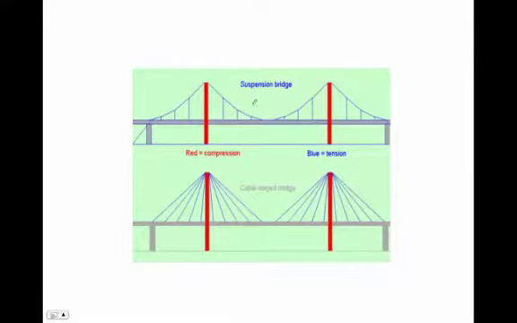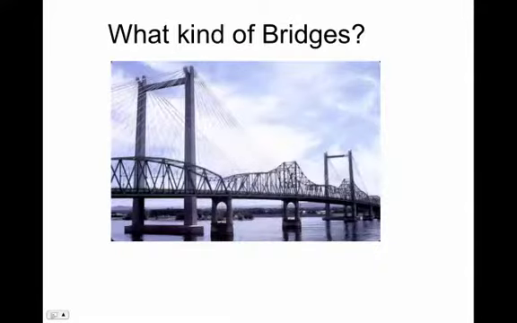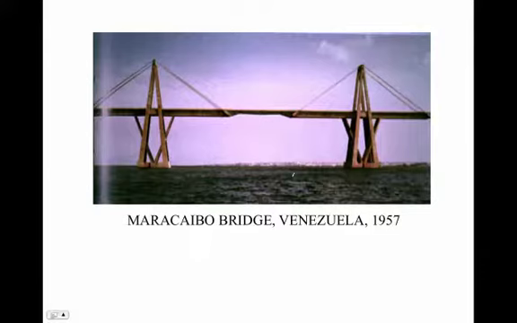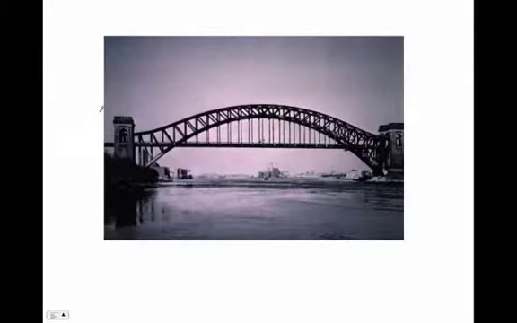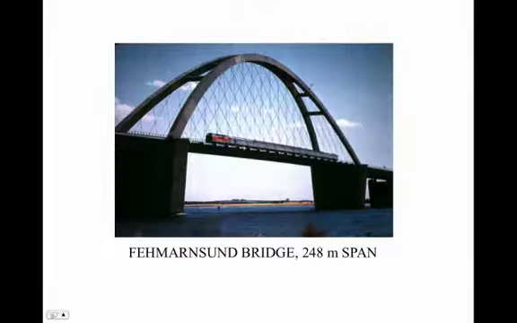So, suspension bridges. What kind of bridge would this be? It's a cantilever bridge. It would open up and allow fish, allow ships through, and it's only supported on one side. What kind of bridge would this one be? Even though there are cables, this is a truss bridge, really strong.